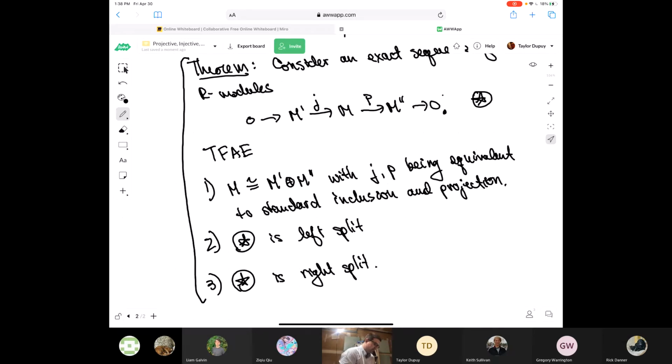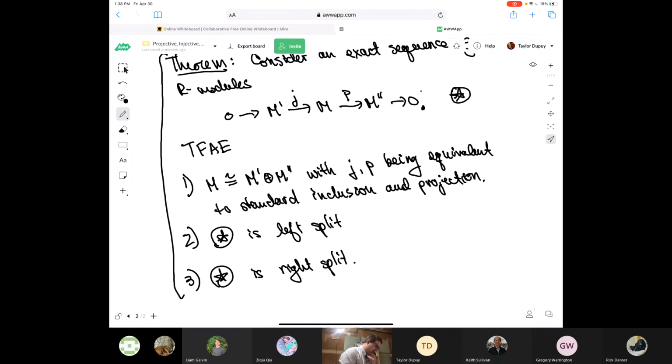So if this is really like a direct sum, and this is the projection onto M prime prime, and this is the inclusion of M prime into here, that's the same thing as being left split or right split, having these sections. If left split and right split are equivalent, why are there two different notions?